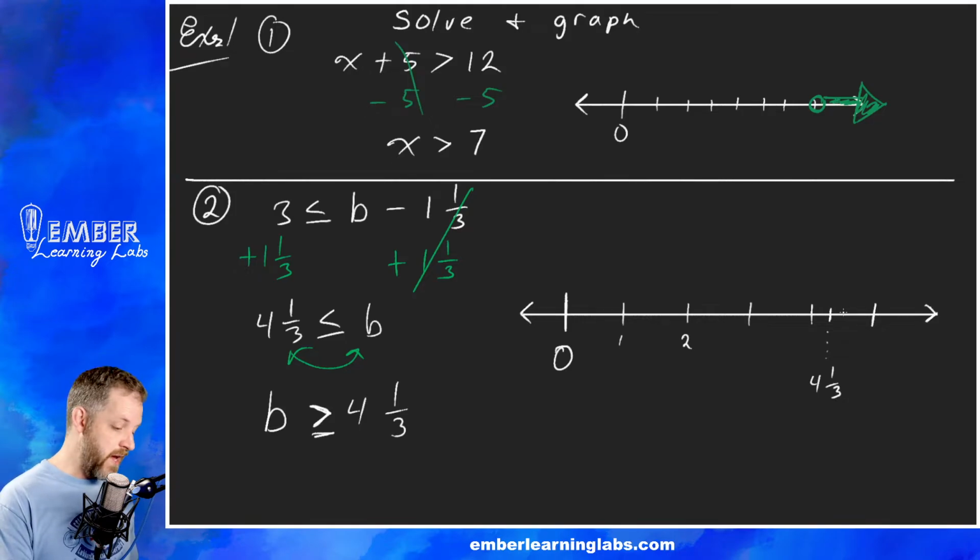So then we're going to put a closed circle because it's greater than or equal to this time. So we're going to do a filled in circle this time, and it's shaded in the greater than direction, so we're going to shade to the right, greater than in the positive direction.